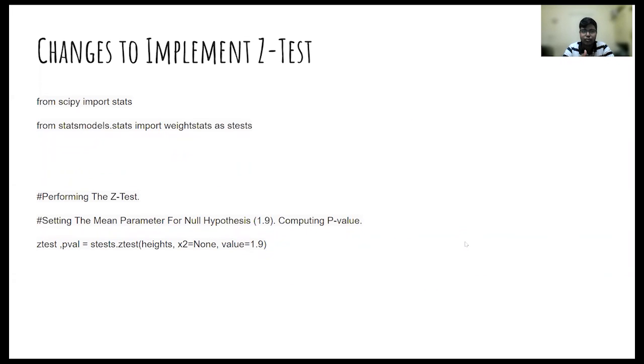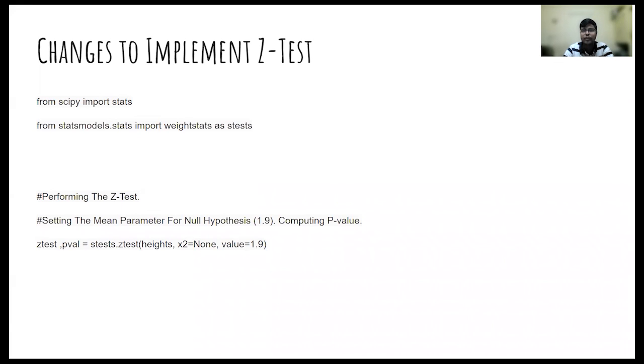We just have to use a ready-made library for the Z-test, which you can see at the start: statsmodels.stats, import weightstats as ttest. So ttest contains the Z-test function. Here, the first parameter is the sample data, the heights, which is around 200 to 300 data points, and x2.